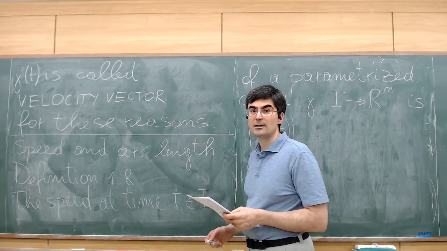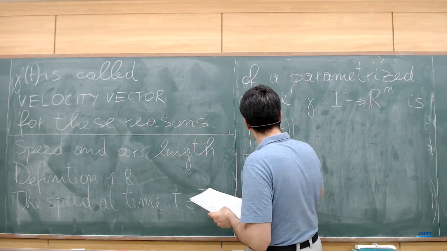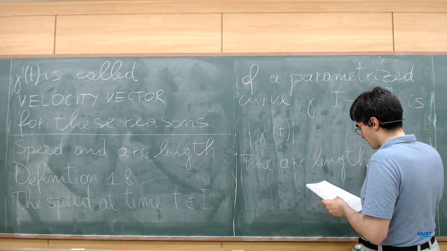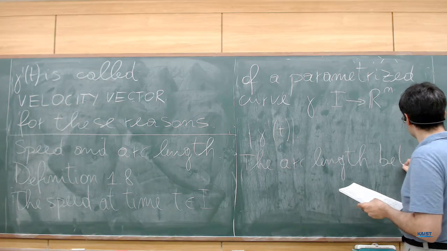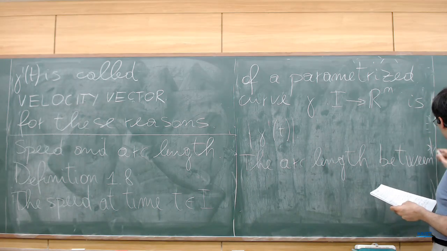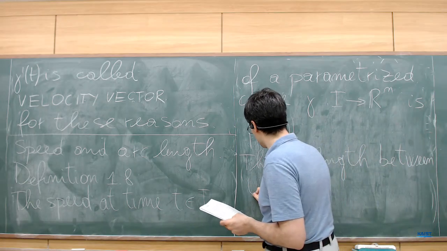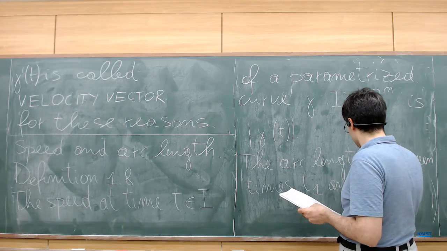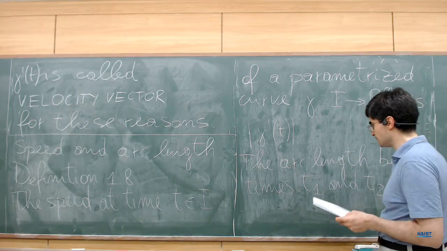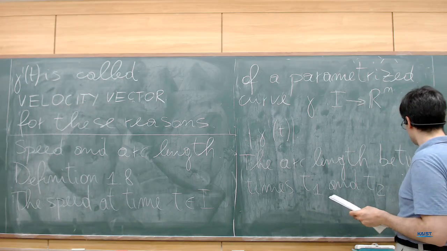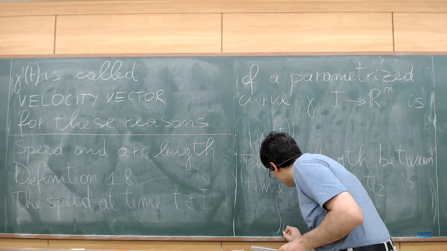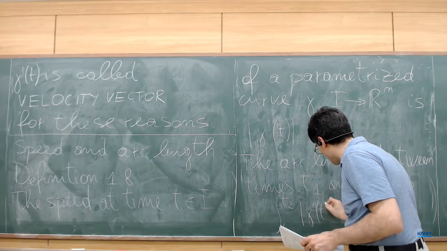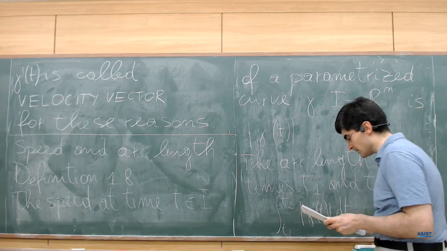What about the arc length? The arc length between times t1 and t2 is defined to be the integral from t1 to t2 of the length of gamma prime t dt.